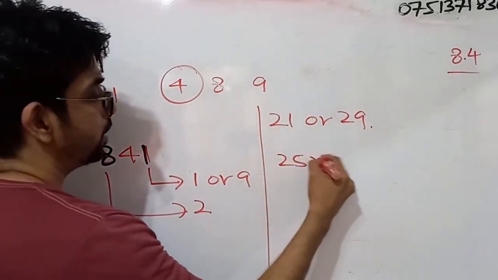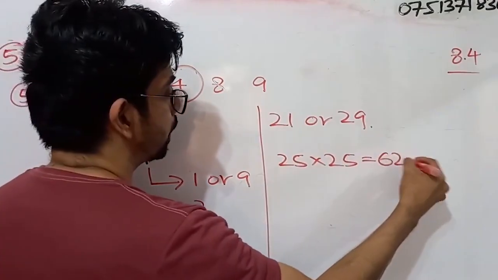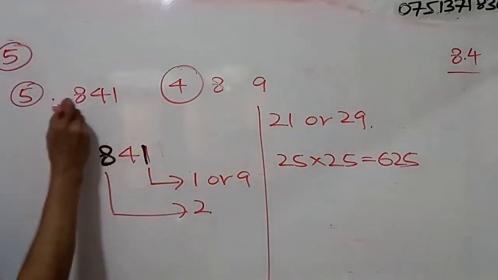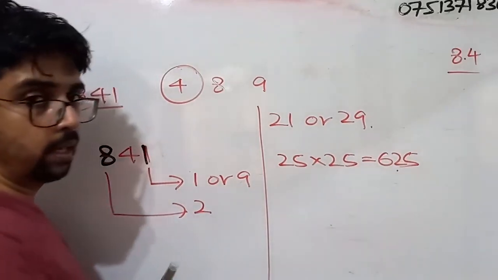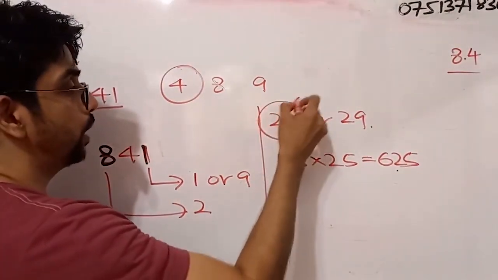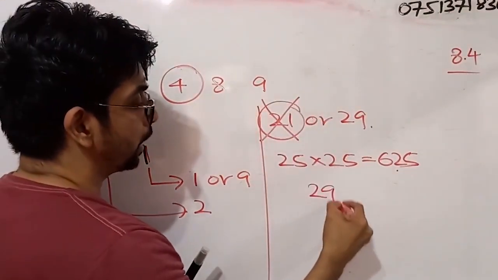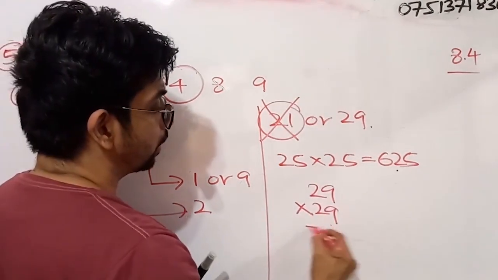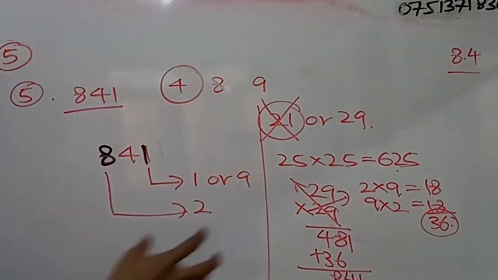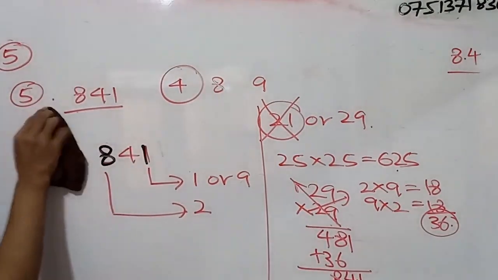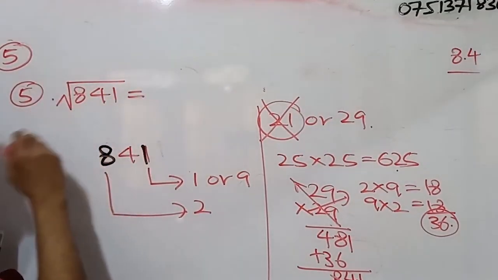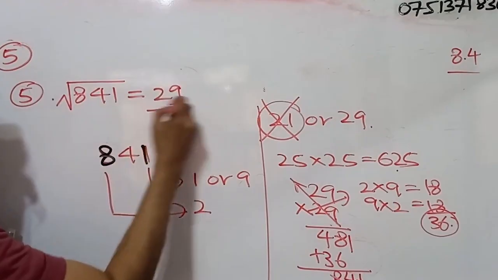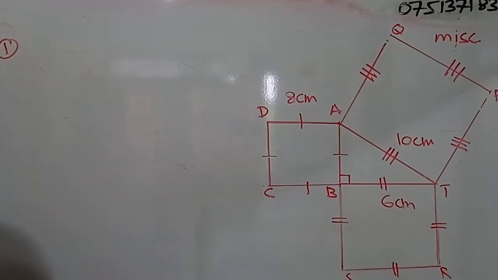So if we take, for instance, 25 square, we know that is 625. The number that we are checking is 841. So it is greater than 625. So we can skip 21 and move on to 29. 29 into 29. Okay, that means what? We get the same number. The square root of 841 is none other than what? 29.